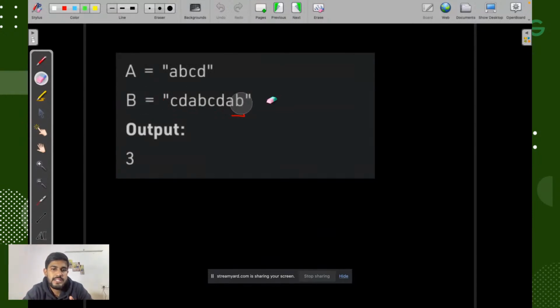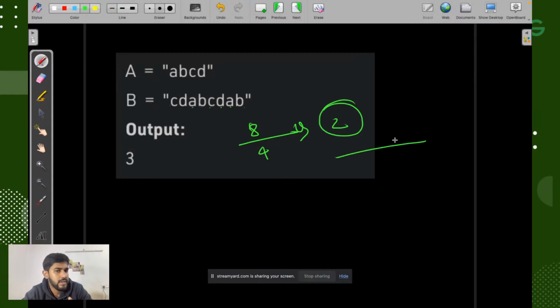What I meant to say is, what is the length of B? 1, 2, 3, 4, 5, 6, 7, 8. So 8 divided by 4 is equal to 2. This is what it wants to convey. So A, B, C, D is required here once and then again one more. But in reality, A is required 3 times.